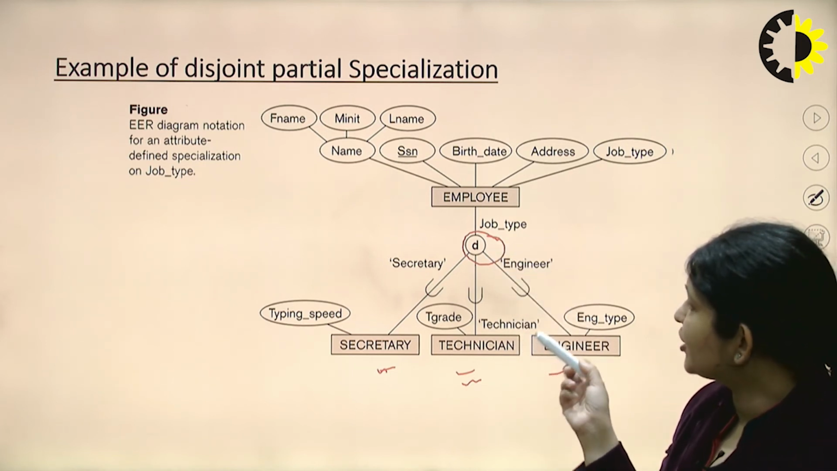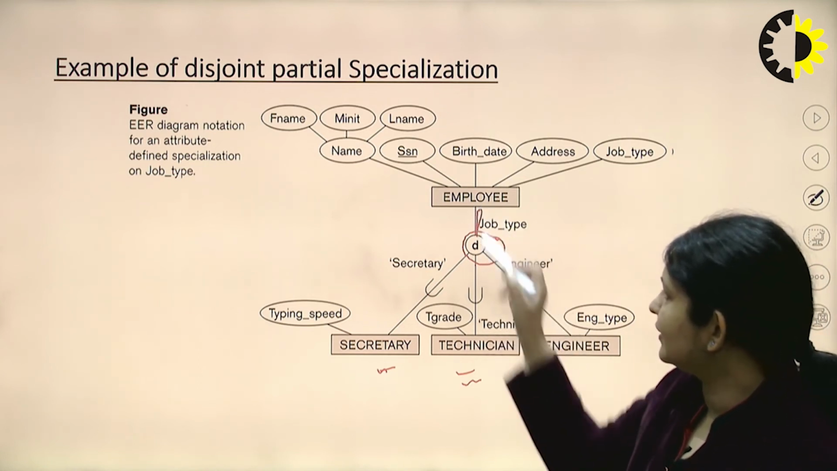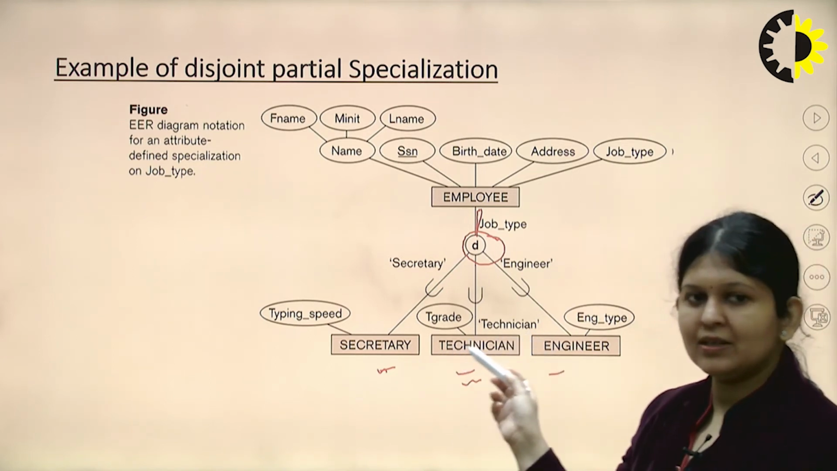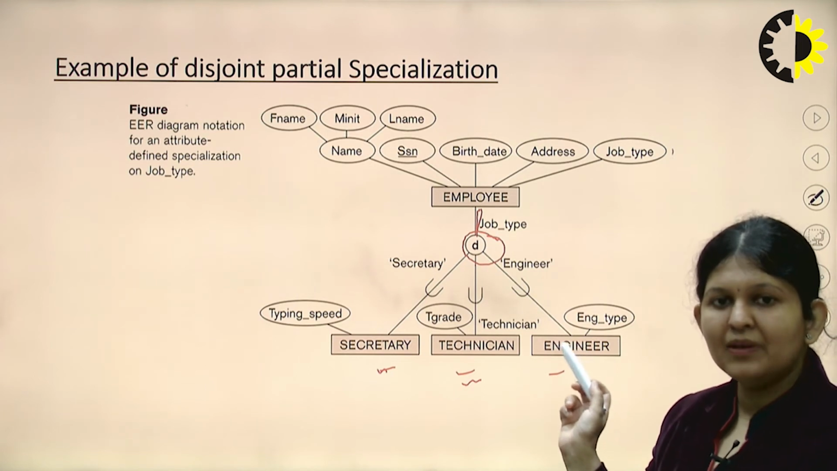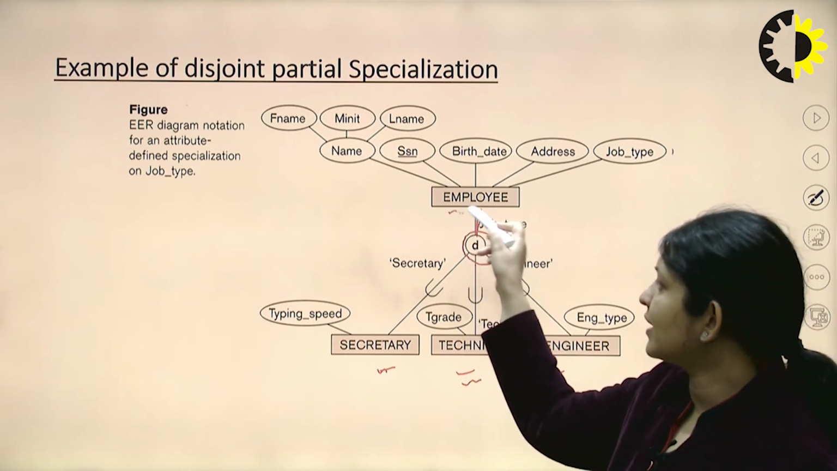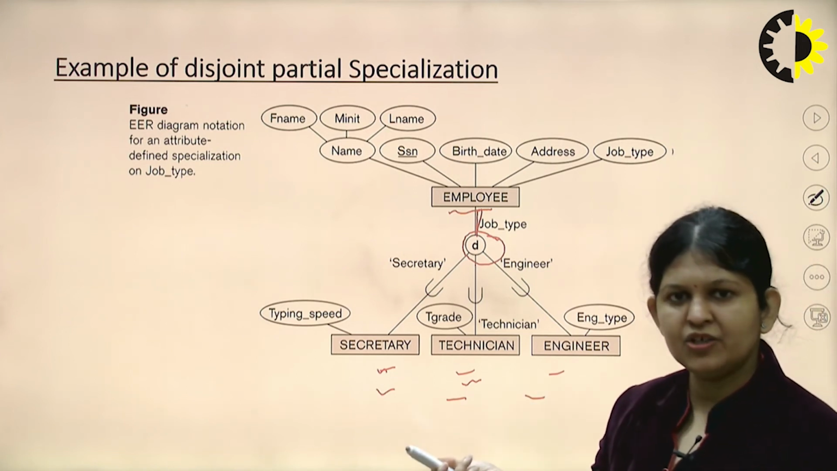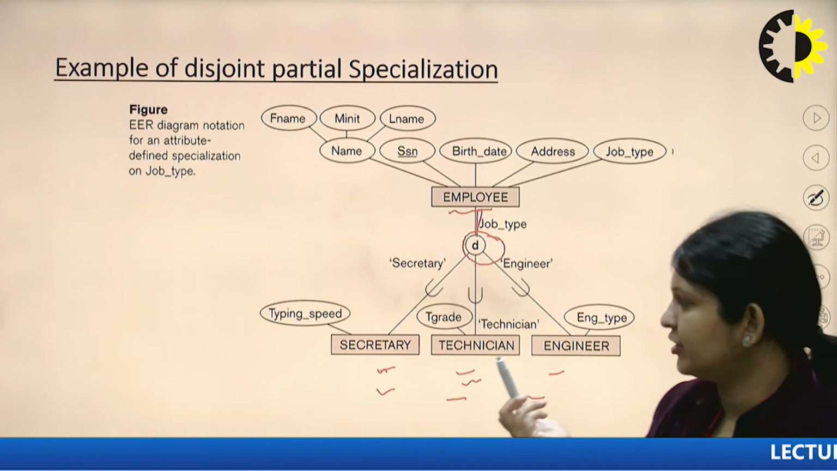Here partial is shown using the single line, this line. Employees may be secretaries, technicians or engineers, but there may be certain employees that do not belong to any of these three categories, like a manager. A manager cannot be a secretary, technician or engineer.